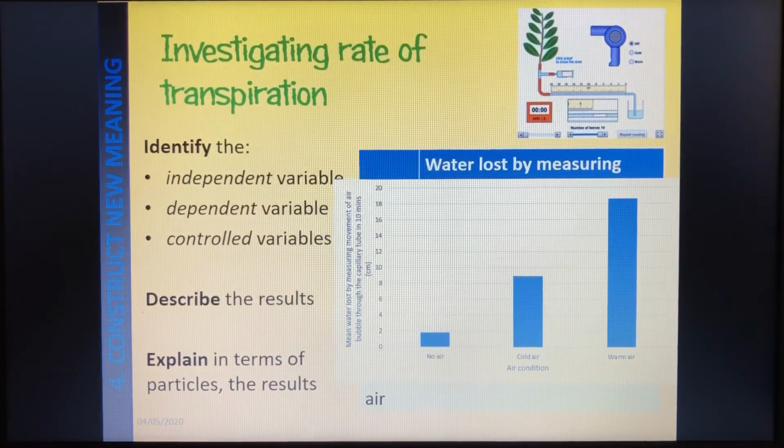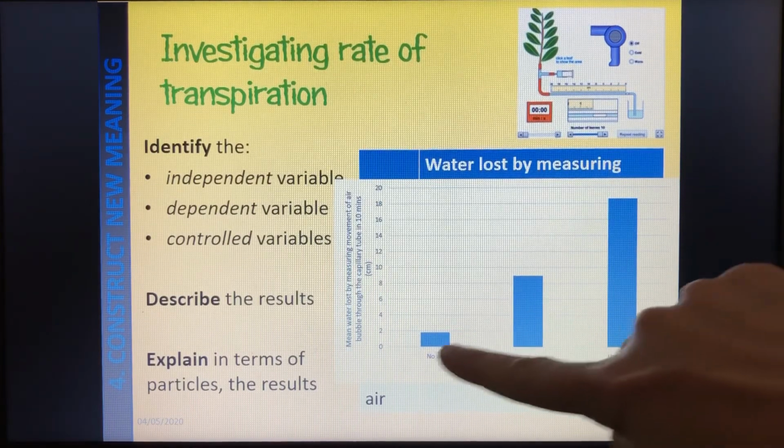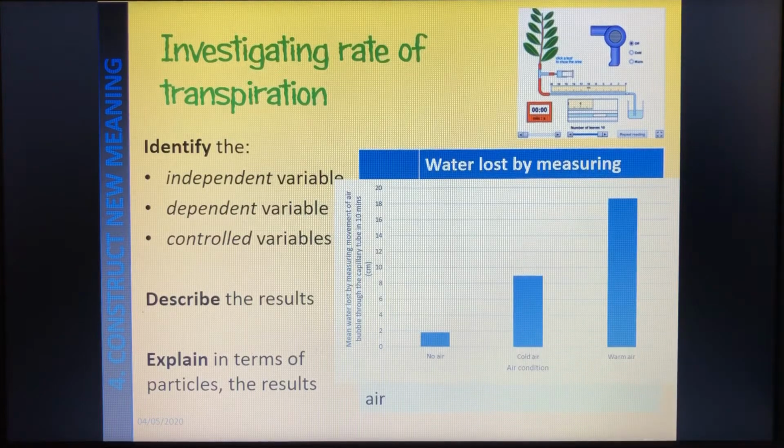So if we describe the results, warm air resulted in the most water being lost from the leaf. No air resulted in the least amount of water being lost from the leaf. And if we look at it roughly, we've got a bit of a doubling thing here. Warm air releases about double the amount of water that cold air does. They quite like those comparisons to say double or 4 times or however many it is. Here we've probably got about a 4-time increase from no air to cold air.